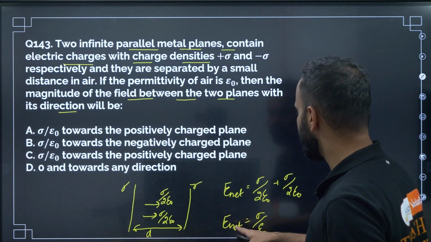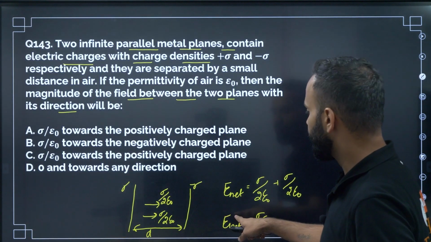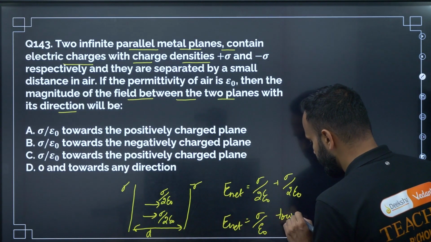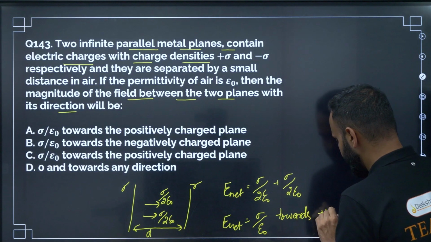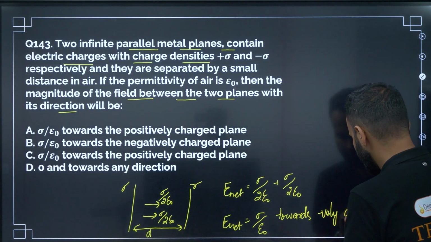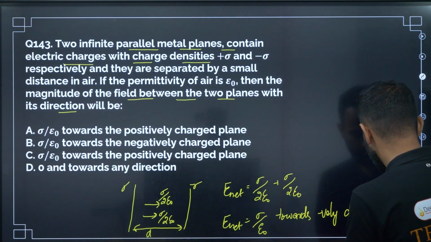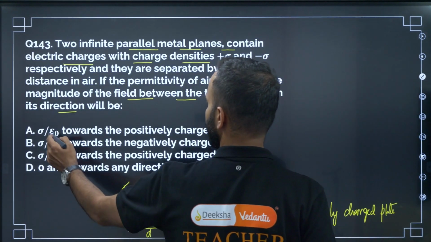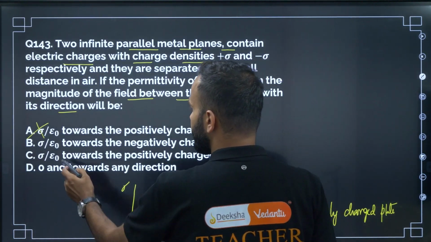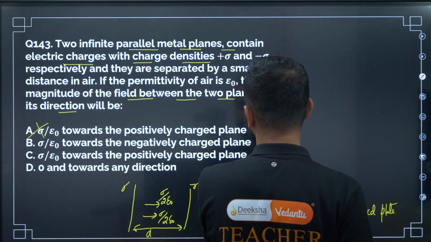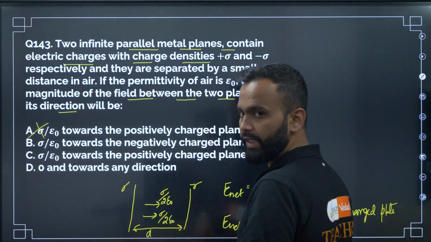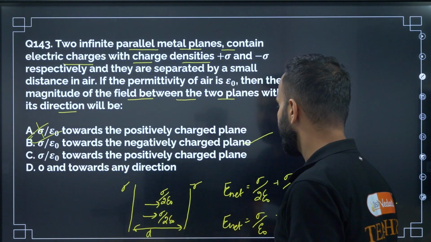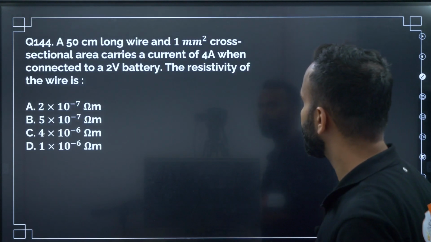What is the direction of this net electric field? It is towards the negatively charged plate. Option A says sigma divided by epsilon naught towards the positively charged plate. Wrong. Option B, sigma divided by epsilon naught towards the negatively charged plane. Plate or plane, okay? So option B is the correct answer. Yeah. Next question. Question number 144.